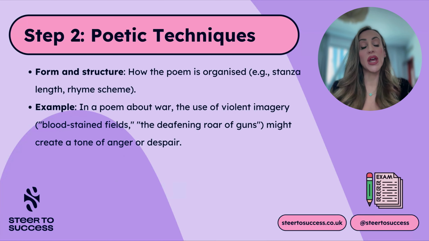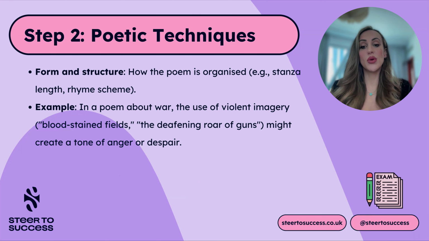You can also look at the form and structure, so how the poem is organized, e.g. the stanza length, rhyme scheme. The form is how it is actually laid out on the page. So what form the poet takes. Is it a sonnet? Is it written in blank verse, free verse? Is it written in a set number of lines? So for example, quatrains.